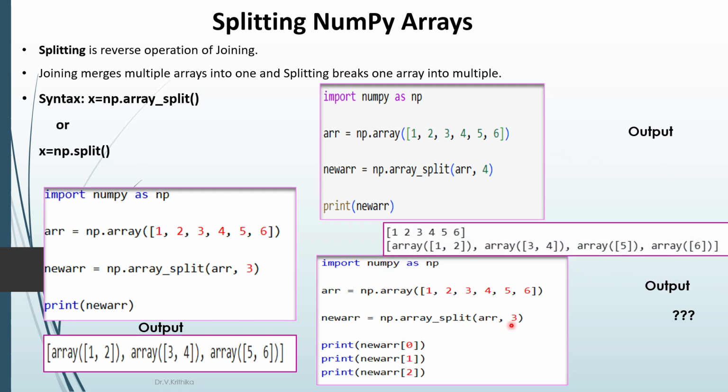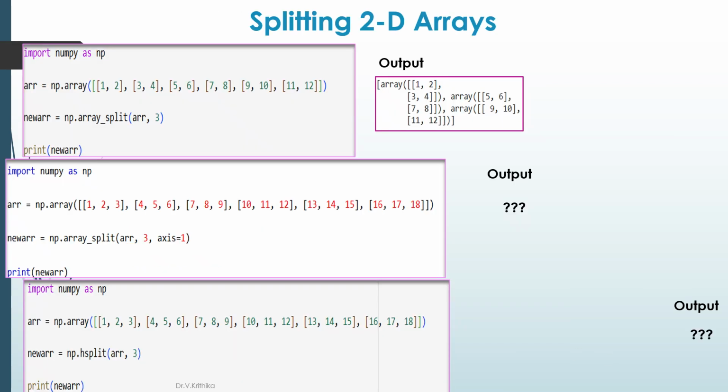See? Likewise, you can check for this example. The original array is 1, 2, 3, 4, 5, 6, and once you split, it becomes 1, 2. The first new array is shown separately, same as this. Now, same.